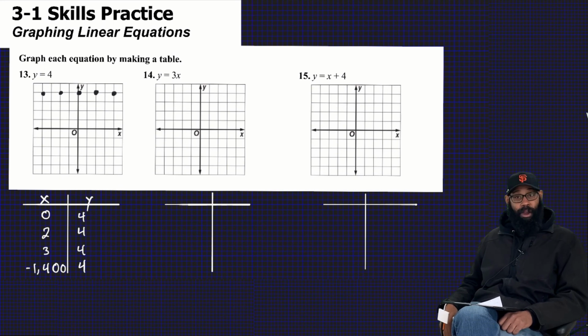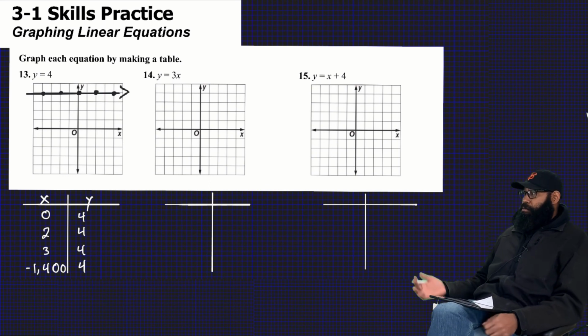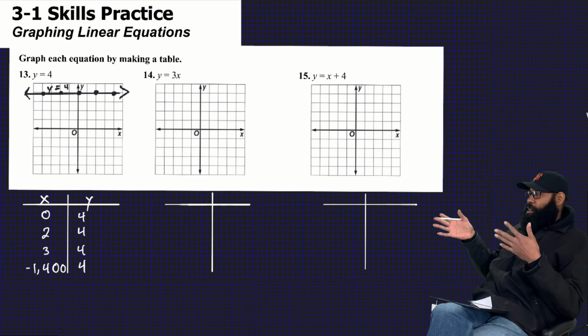There's a straight line where y is equal to 4. And that's it. So I just want to get a straight line right there where y equals 4. Doesn't matter what x is, y equals 4. All right, and I'm happy with that. I'm going to move on to 14.